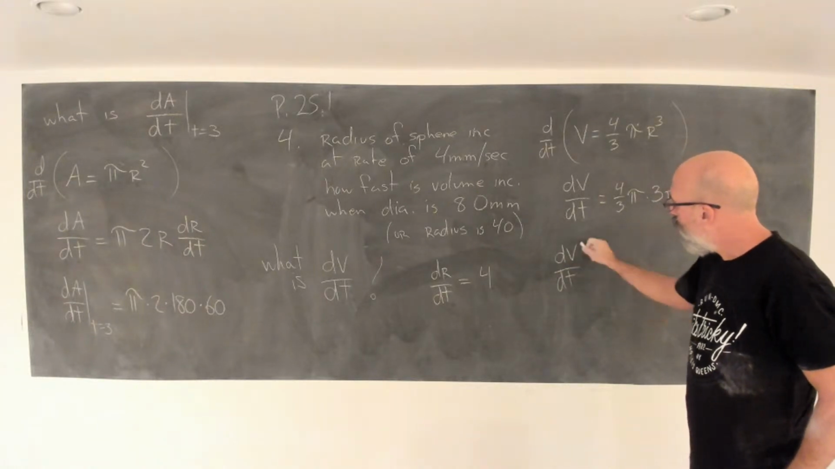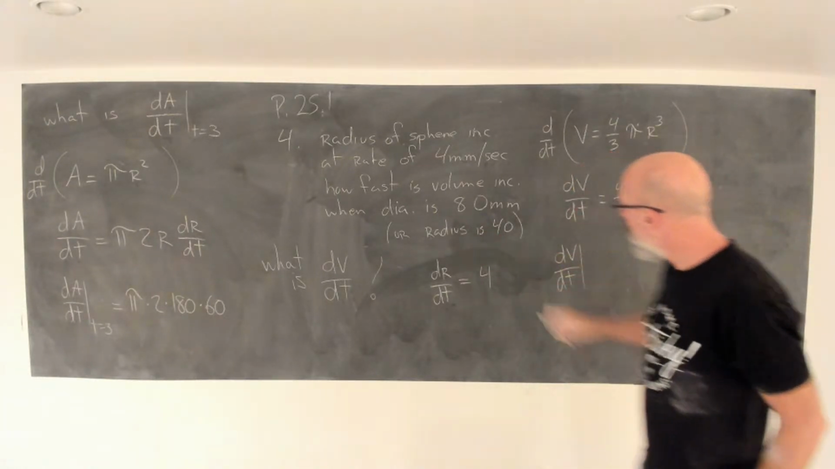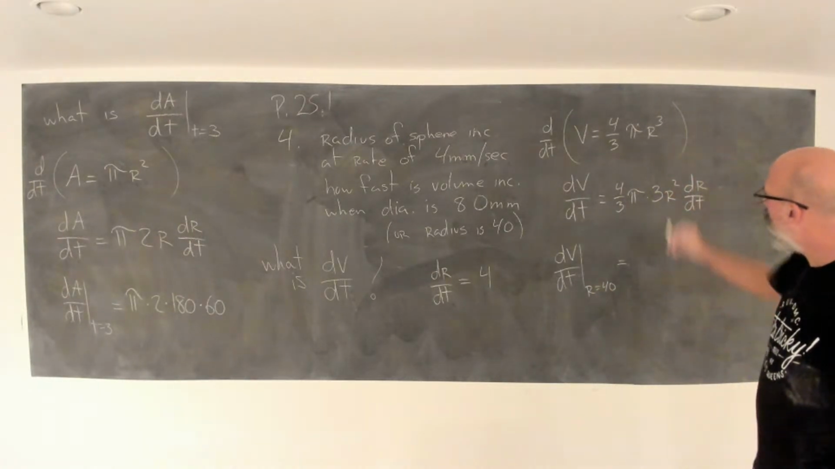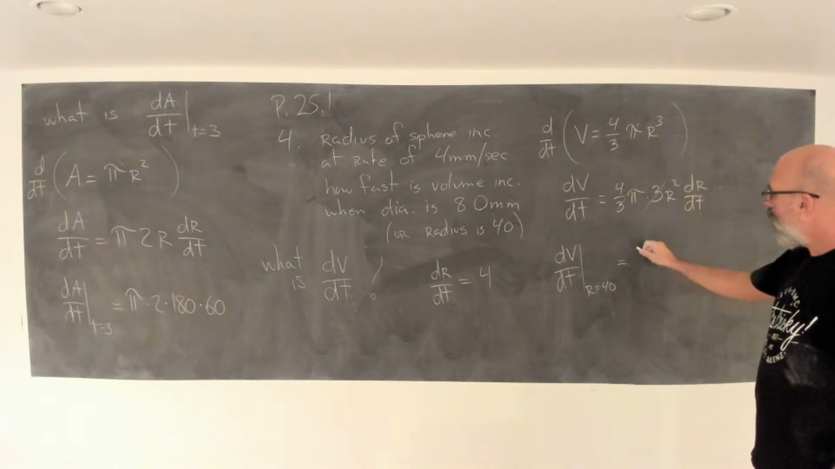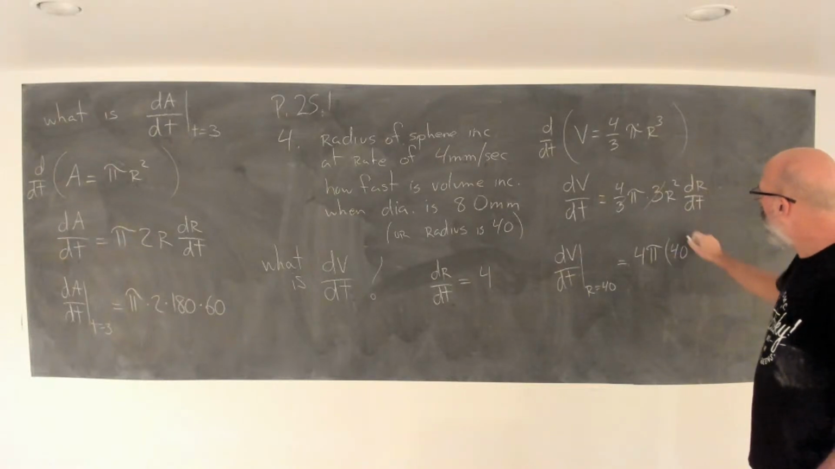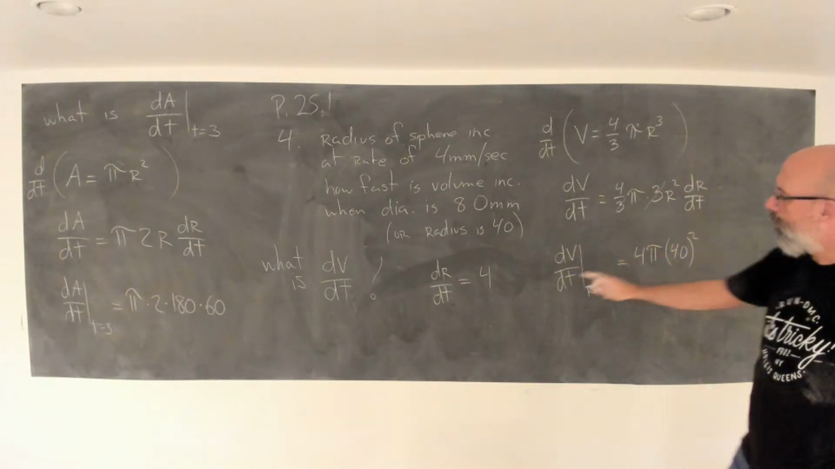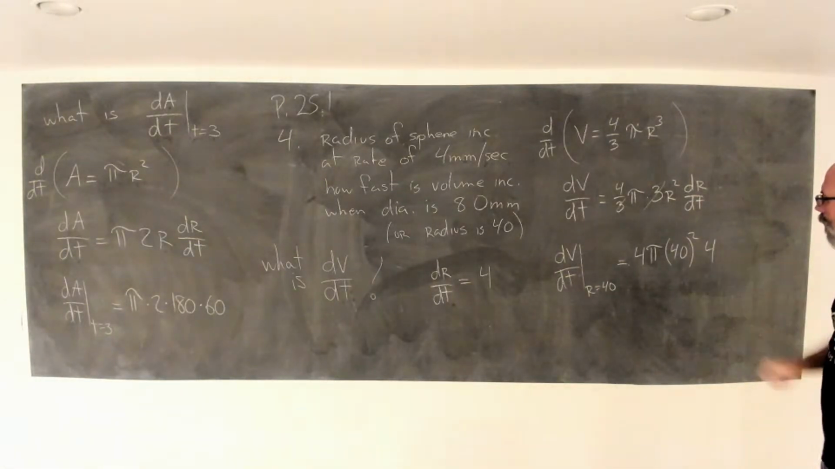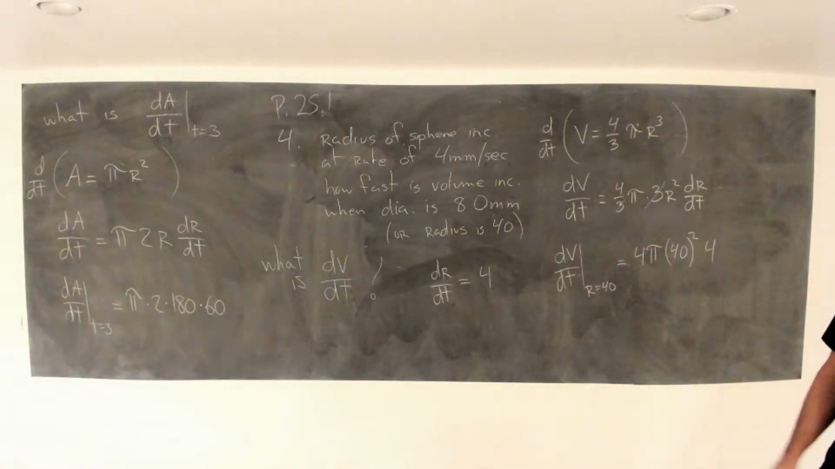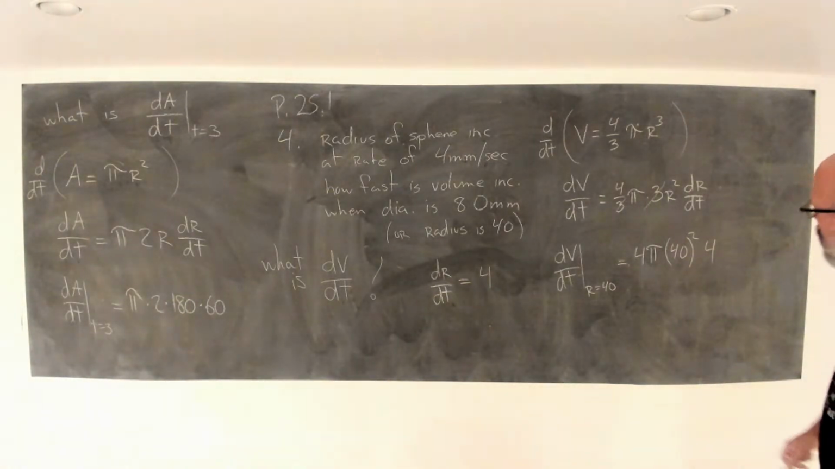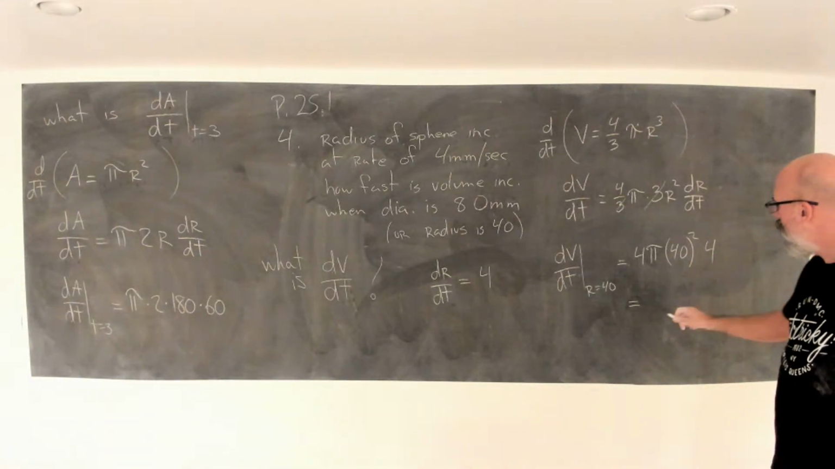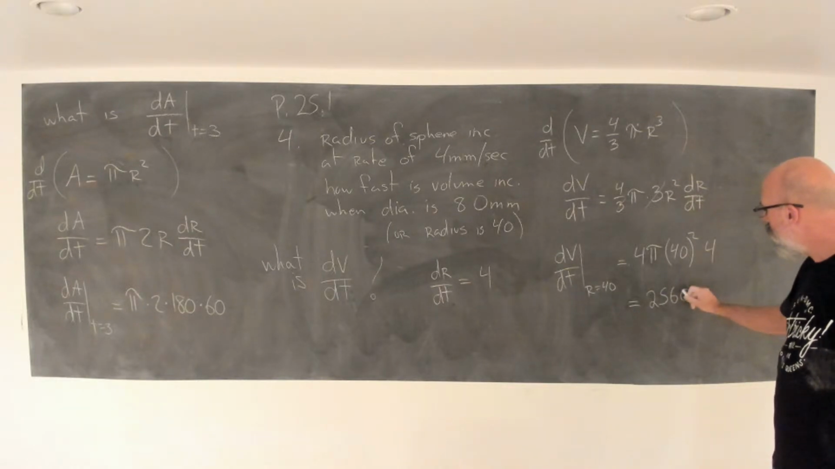What do we want? We want the rate of change when the radius is 40. So plug in 40 for the radius. First of all, these cancel out. That's 4 pi, radius 40 squared, dr/dt was 4, and there you have it. 16 times 16 is 256 with 2 zeros. Is that right?